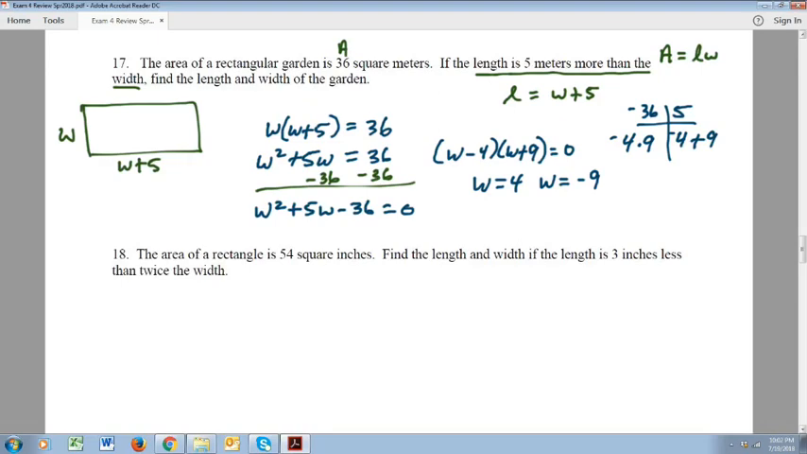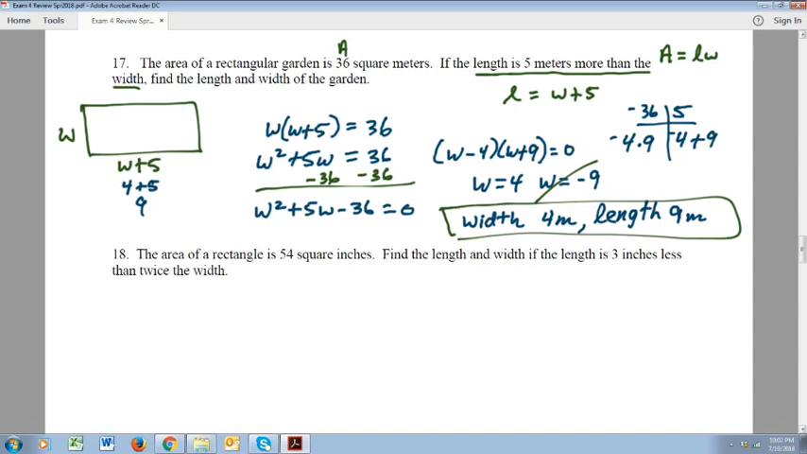Now we know width can't be negative, so we got to throw that one out. So our width is 4, and we're working with meters here. And we know to find the length, it's 5 more than the width, so 4 plus 5, that's 9, so 9 meters. So if you didn't already try 18, you might want to try 18. It's very similar to what we just did on 17. And then you can watch the video.